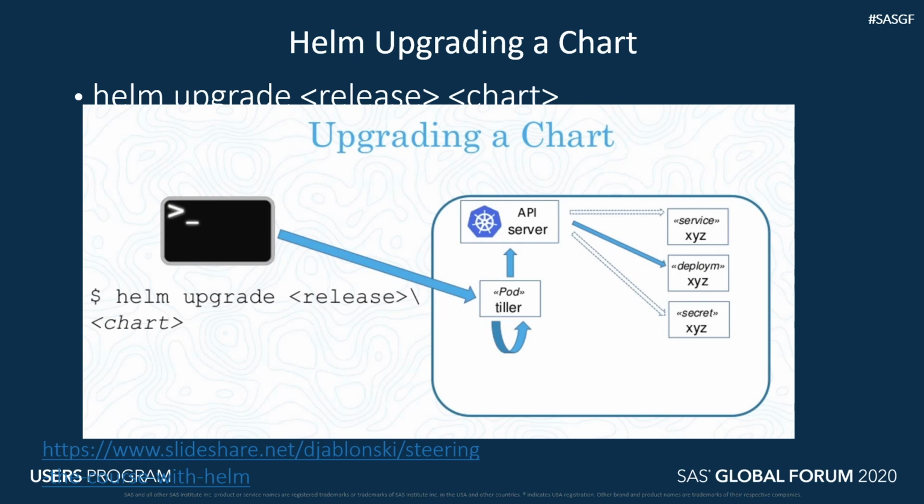So each chart, when you install it, has a release in there. So you upgrade the release, and you can upgrade pieces of it. For example, in this diagram, we tell Tiller to talk to the API server and to update the deployment out there.